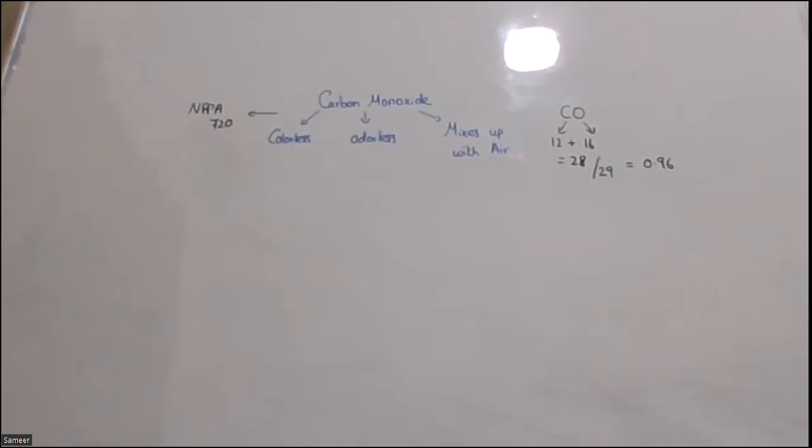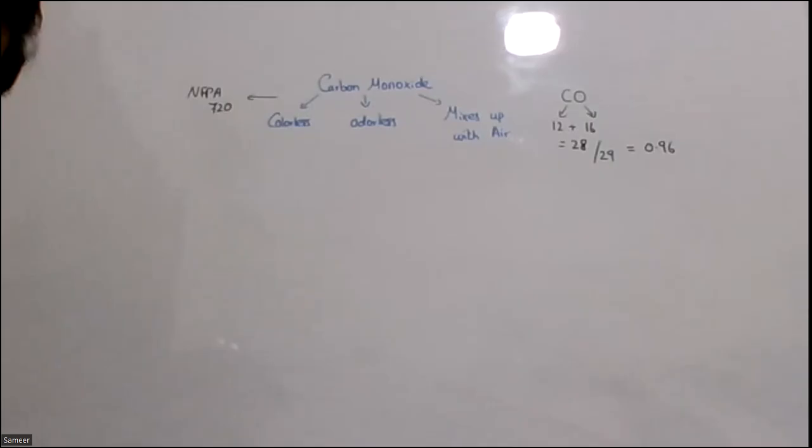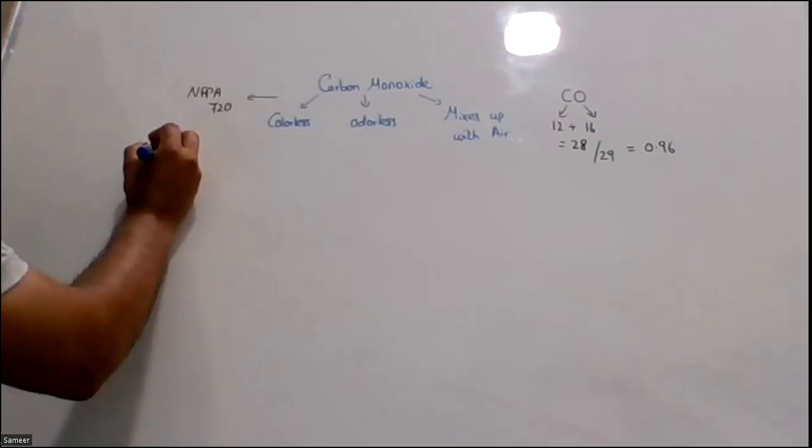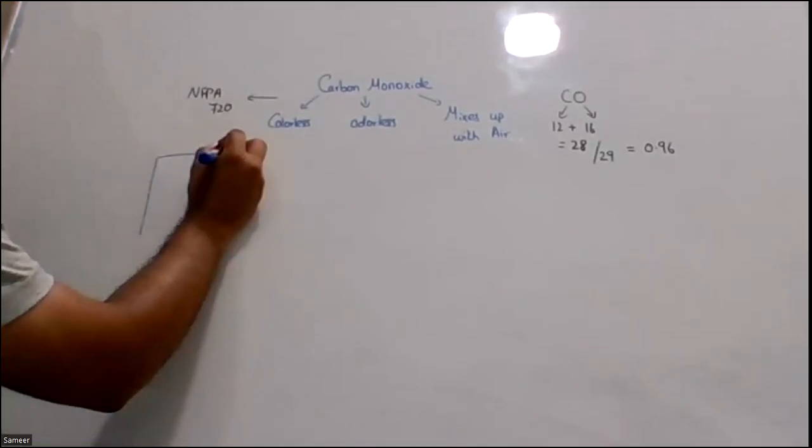Okay, so the code that we tend to follow for carbon monoxide is NFPA 720. Now, where should a carbon monoxide system be installed? Whenever we are talking about houses, in residential occupancies, we have various different types of floors and flats available, right?